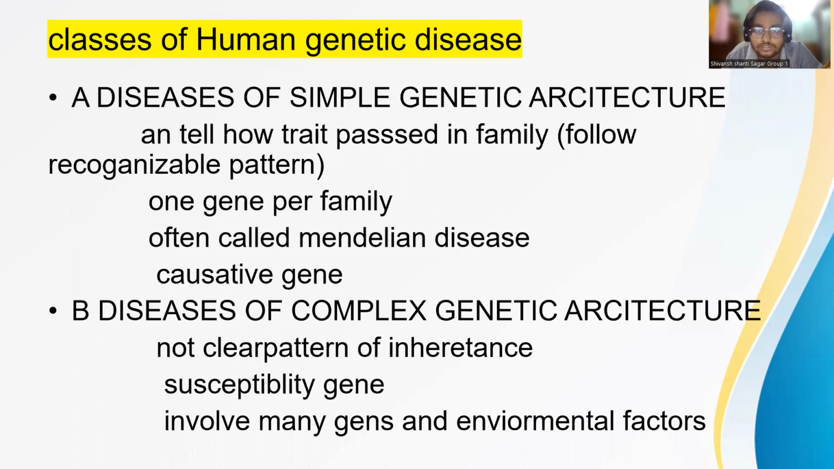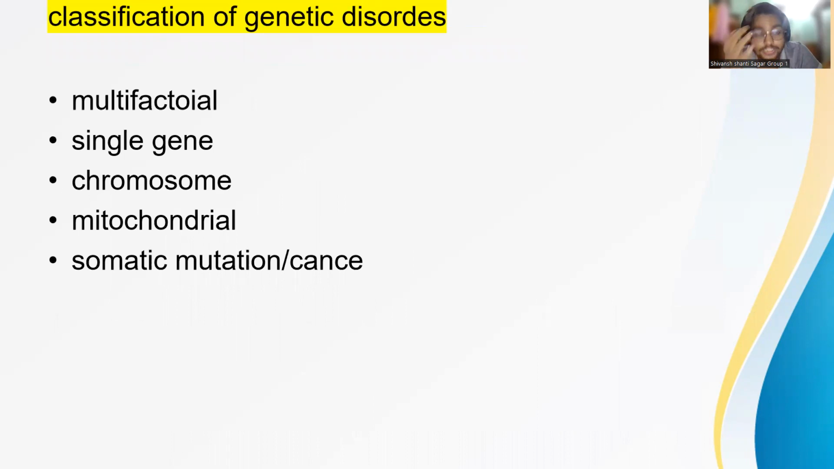We have two classes of the genetic diseases, which are simple genetic and complex genetic. As we discussed earlier, the simple genetic are the traits which can be followed up through your genetic predisposition, and it follows Mendelian disorder and the causative agent is known. Whereas in complex, it's an unknown etiology, and environmental and genetic factors are both associated in this criteria. The genetic disorders are classified into multifactorial, single gene, chromosomal, mitochondrial, and somatic mutations.